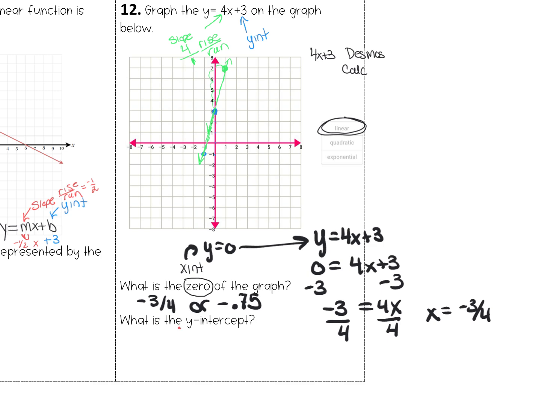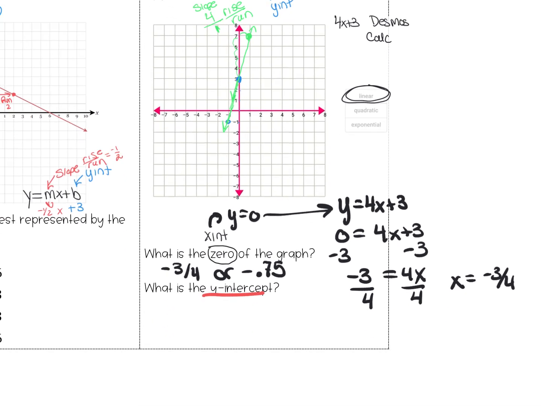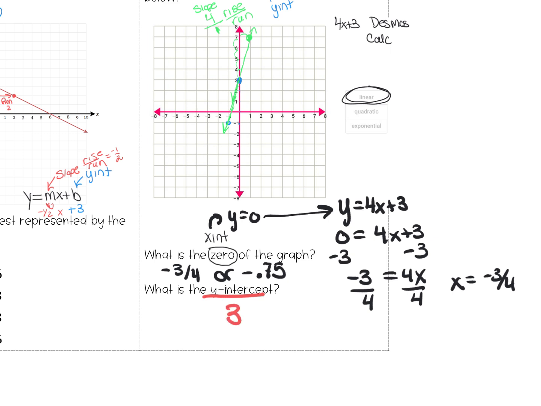The y-intercept is much simpler because it's in my equation. It's right here. My y-intercept is 3. Let's go on to the next page.